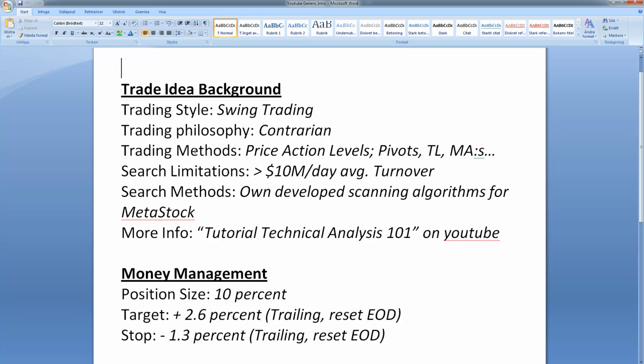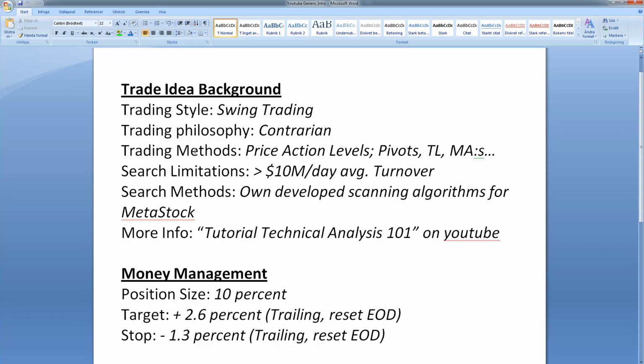The methods I use are from price action levels: pivots, trend lines, moving averages. I'm only looking at the charts or stocks that have more than $10 million in daily average turnover. I find my setups from my own developed scanning algorithm that I have built within the MetaStock platform. And if you want to know more about the background, how I work and the philosophy and psychology, how technical analysis is working, please take a look at my tutorial video on YouTube.